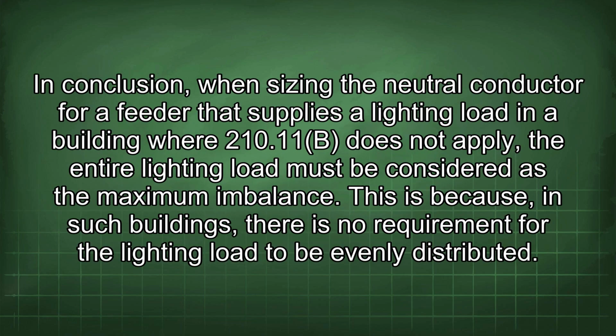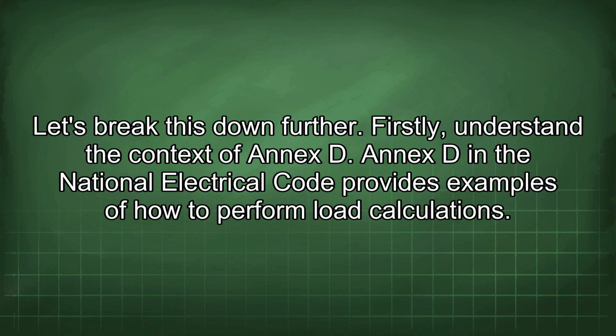In conclusion, when sizing the neutral conductor for a feeder that supplies a lighting load in a building where 210.11(B) does not apply, the entire lighting load must be considered as the maximum imbalance. This is because, in such buildings, there is no requirement for the lighting load to be evenly distributed. Let's break this down further.